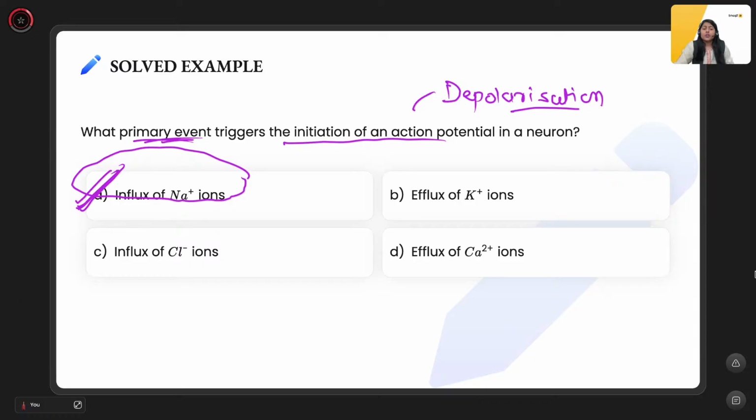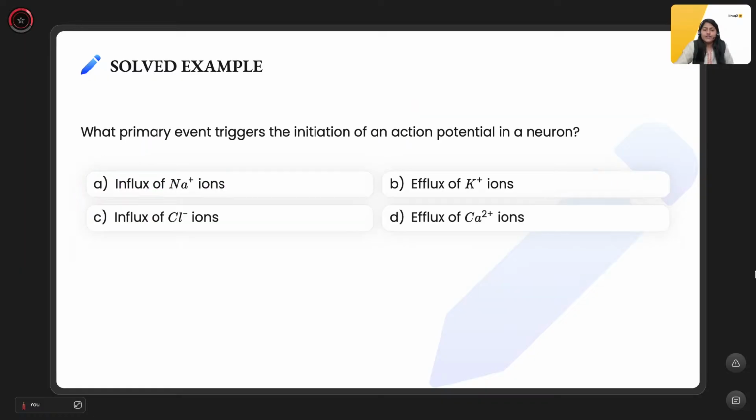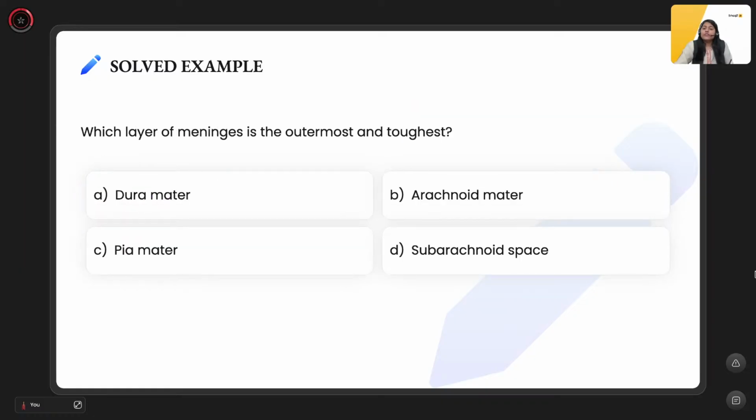Okay, now we will be moving on to the last question of this session here. Which layer of meninges is the outermost and toughest? Okay, आपको पता है meninges are present between skull and brain. So जो आपका cranium होता है, cranium और brain के बीच में there are meninges.